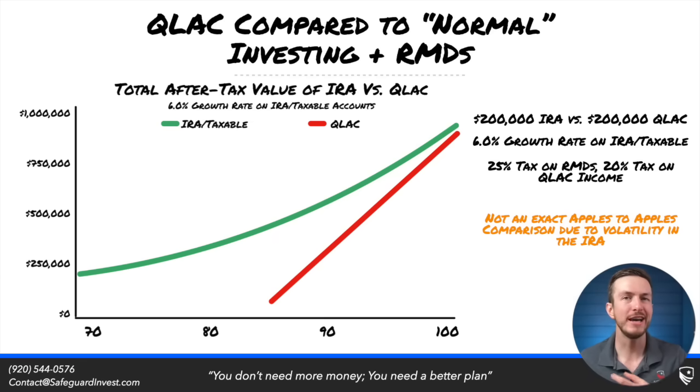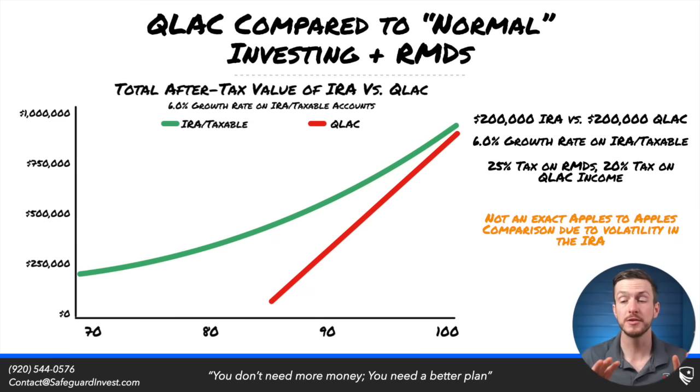Here we are comparing a $200,000 IRA and taxable account to a $200,000 QLAC. We're going to assume the IRA and eventual taxable account earns 6%. Now, I want to be very clear that this is not an apples-to-apples comparison. To earn 6% on your money, you are taking risk in investing, whereas with an annuity, the underlying risk-return profile is guaranteed.